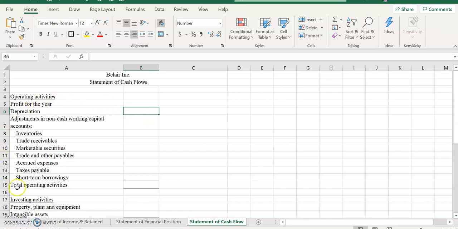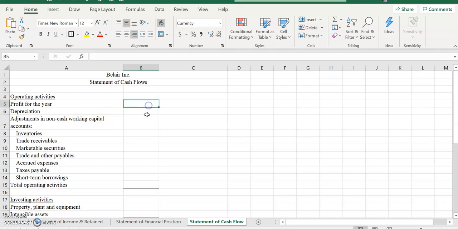And then the other activities, the accounts that are affected on a day-to-day basis because of the running of our business, are short-term or current assets and short-term or current liabilities. Okay, so you've got your profit, your depreciation, your current assets, and your current liabilities. Those are the 4 things that are included in operating activities.